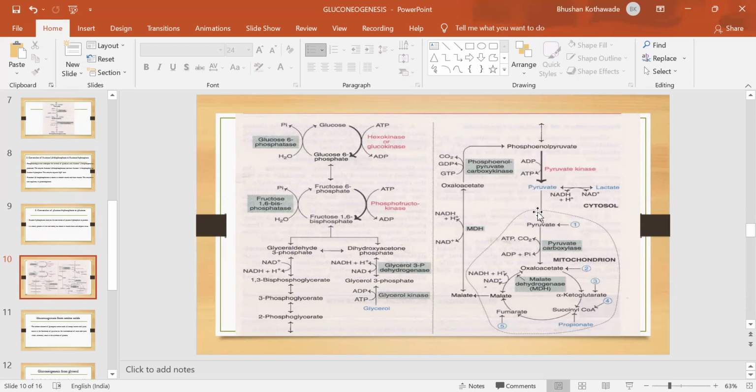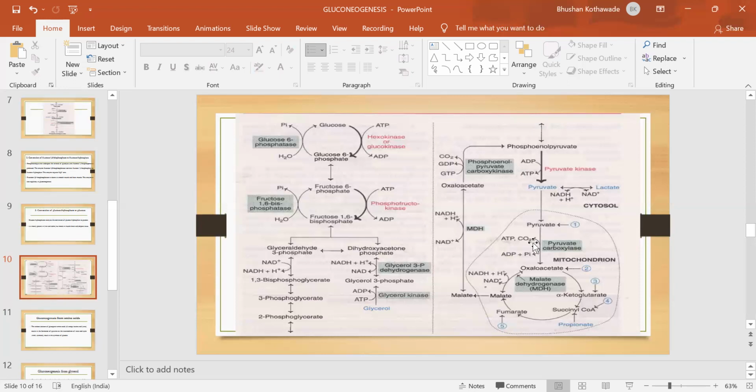So then this pyruvate enters into the mitochondria first. This enzyme, pyruvate carboxylase, is not present in the cytosol. So pyruvate enters into the mitochondria, and there pyruvate is first converted to oxaloacetate. Now, as oxaloacetate can't cross the mitochondrial membrane, it is first converted to malate. Then malate enters into the cytosol, malate is again converted to oxaloacetate, and then oxaloacetate is finally converted into phosphoenol pyruvate, and the enzyme used here is phosphoenol pyruvate carboxykinase.